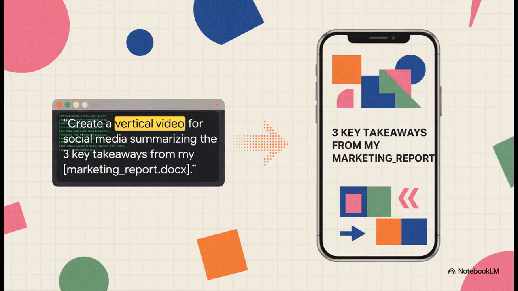So let's look at a real-world example. You could type in a prompt just like this one. See how specific it is? You're not just saying, summarize my report. You're saying, create a vertical video for social media that summarizes the 3 key takeaways. You are directing the AI to make a final, finished asset that you can literally post right away.